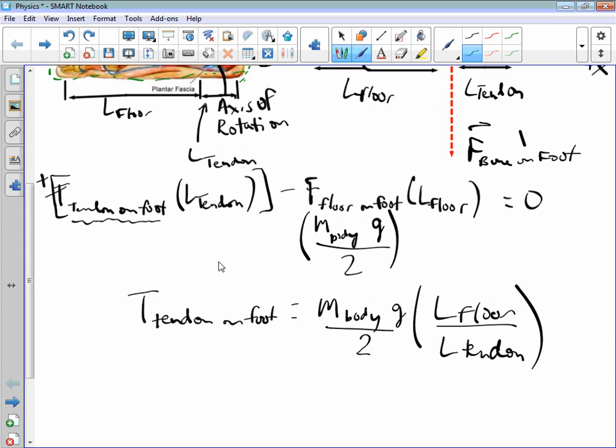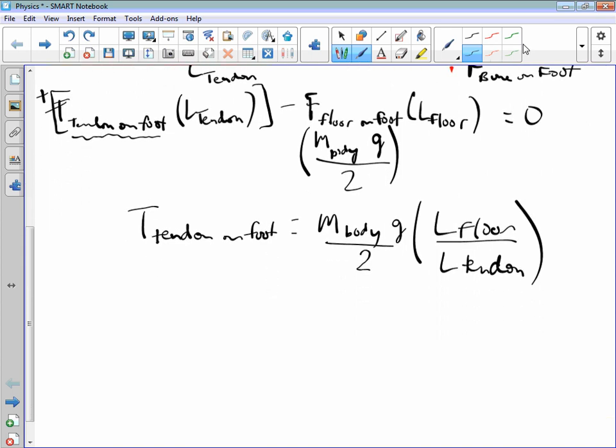I didn't want to go through all the steps of algebra from here to there, but that's what we'd end up with. The other equations that we're going to want to use, or the things that are going to help us out, is that we know all the forces have to be equal to 0. So the forces in the y direction have to be equal to 0. As far as forces, we have the tension of the tendon on the foot again.